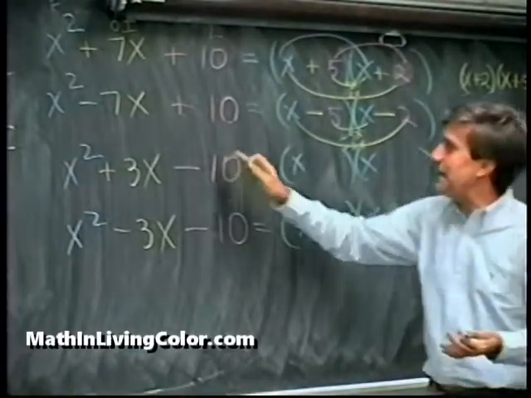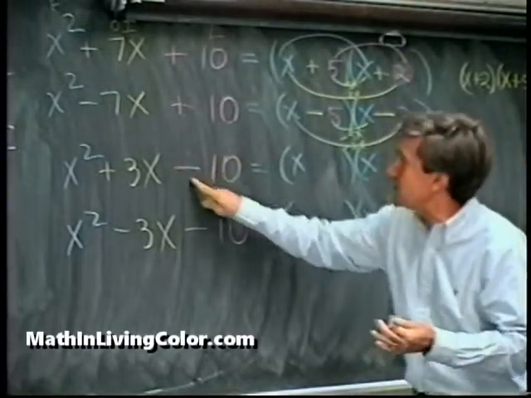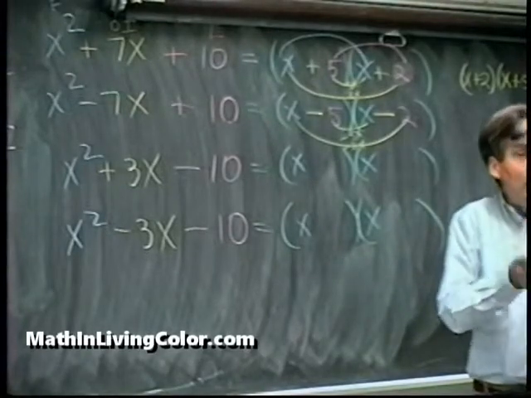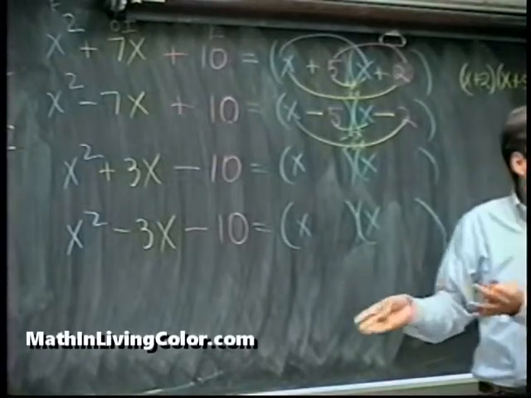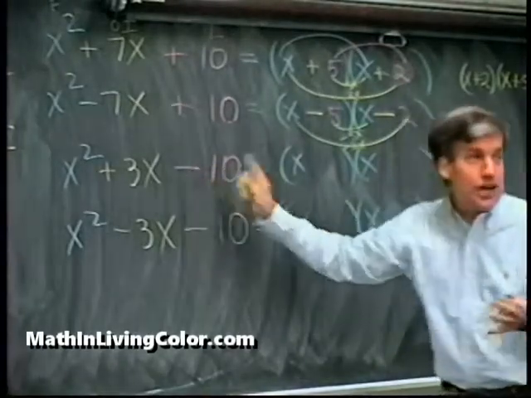All right, let's try the -10. What would you have to do to get a -10 in here? What does this negative sign right here tell you? It says you'd have to have a positive times a negative or a negative times a positive. So the signs are going to be opposite. If this is a negative, the signs are going to be opposite.